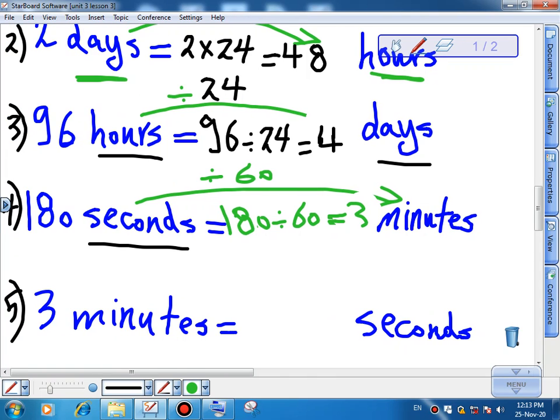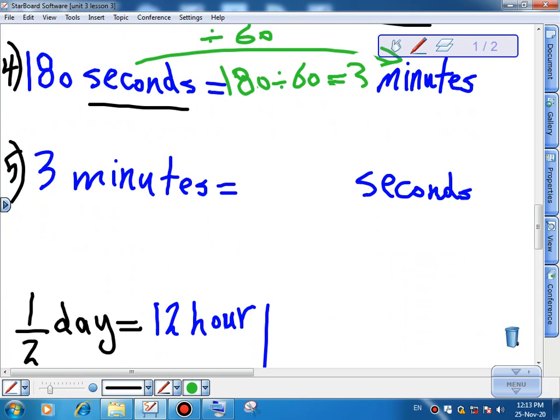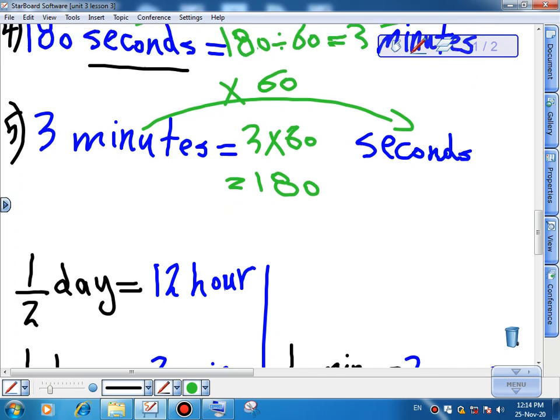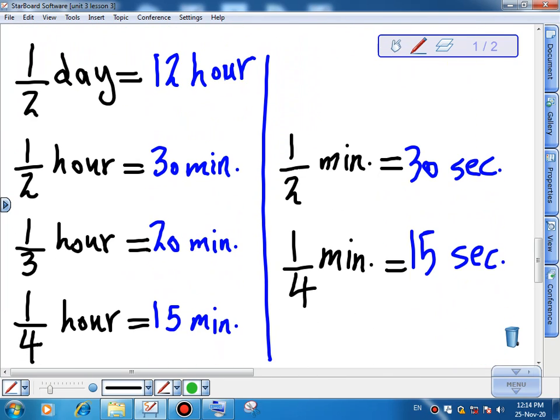And the last one, 3 minutes equals blank seconds. We need to convert from the greatest to the smallest, multiplying by what? By 60. 1 minute has 60 seconds, so multiply by 60. 3 times 60 equals 180 seconds.